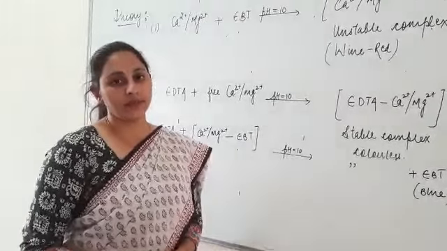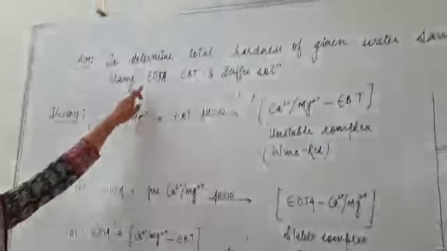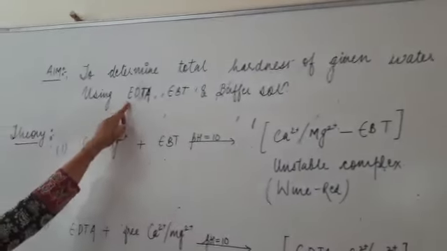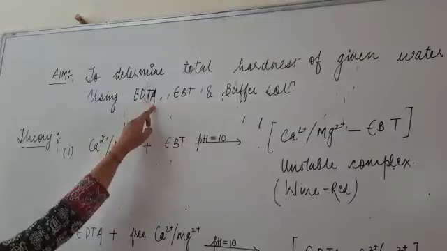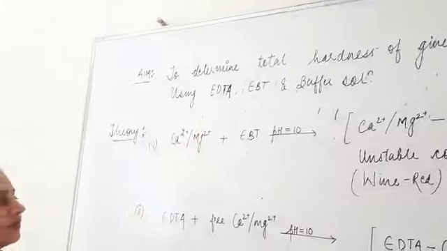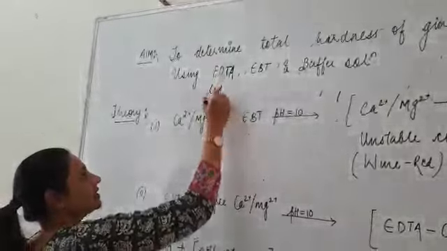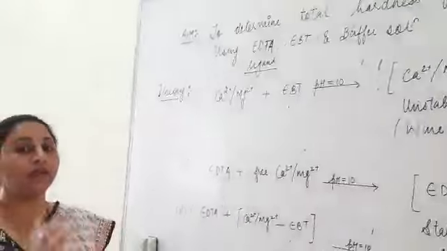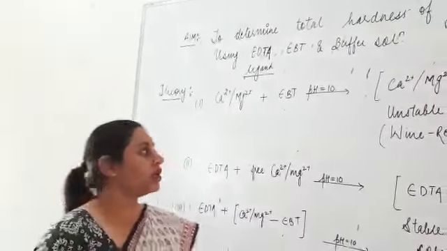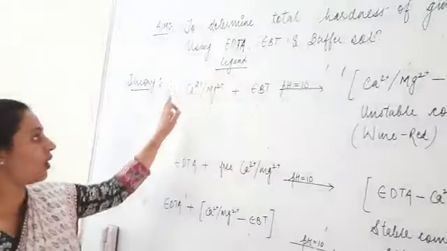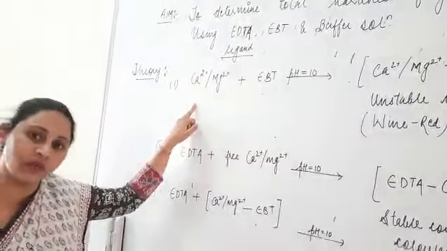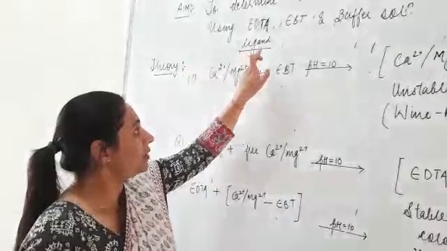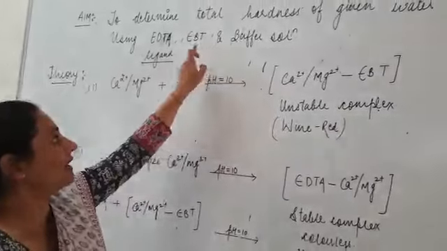What is EDTA? EDTA is ethylene diamine tetraacetic acid. It is a ligand and can form a very stable complex with the metal cations present in the water. So this EDTA is going to complex these metal cations present in the water, in the presence of buffer solution and EBT.